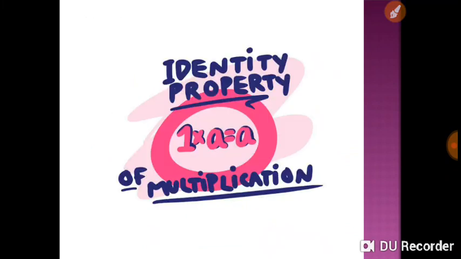The next property is called multiplicative identity, or identity property of multiplication. Imagine a number which should be multiplied to a whole number so that the whole number remains itself. Yes, that whole number is 1. When we multiply any number by 1, the product is the number itself. It means 1 is the multiplicative identity. So, when you multiply 1 by A, the product is A, where A is any whole number.